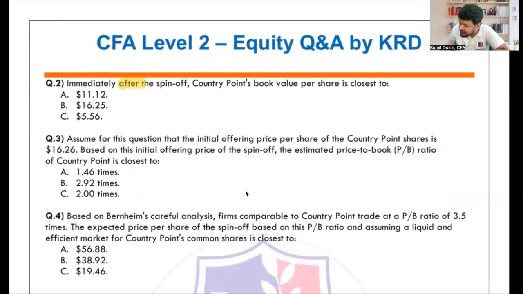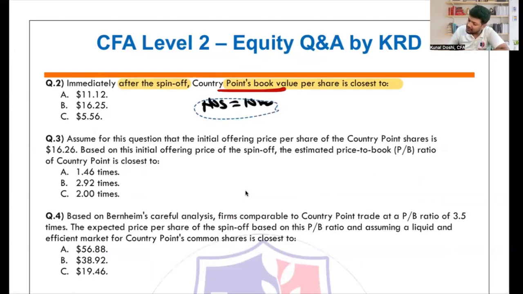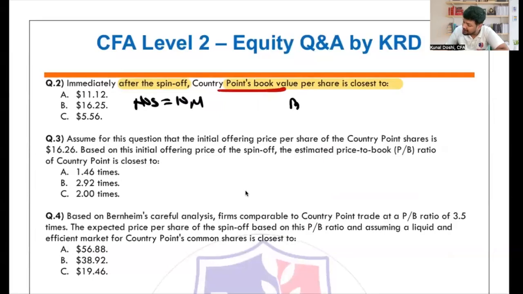Next, immediately after spin-off, Country Point's book value per share. See, after spin-off, Country Point will have how many shares? Number of shares we discussed, they will have 10 million, right? Clear, right? So this is the number of shares that they will be having, 10 million. Now, in order to find book value per share, I require the book value or total value of equity divided by the number of shares which I now have.